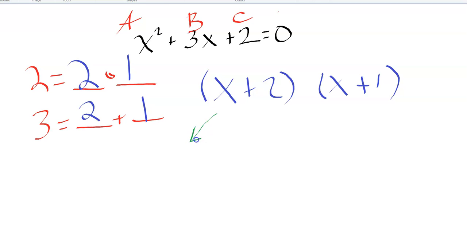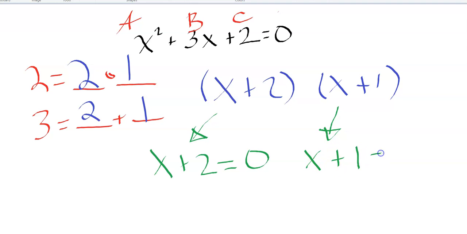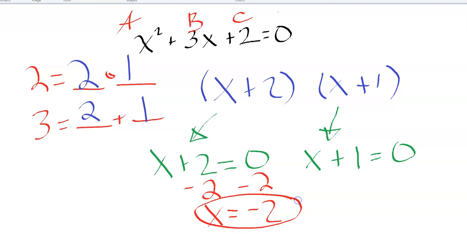So I've got this first factor, x plus 2. I'm going to set that equal to 0. And I've got this other factor, x plus 1, and I'm going to set that one equal to 0. And I'm going to solve these just like I would any other equation. And this is just a one-step equation. To get rid of plus 2, I would subtract 2. So my first solution, now I'm solving, so I should get a numerical answer here. I've got x equals negative 2.